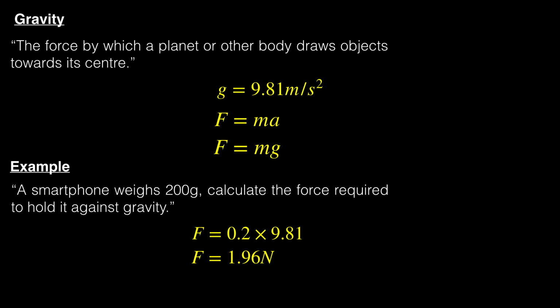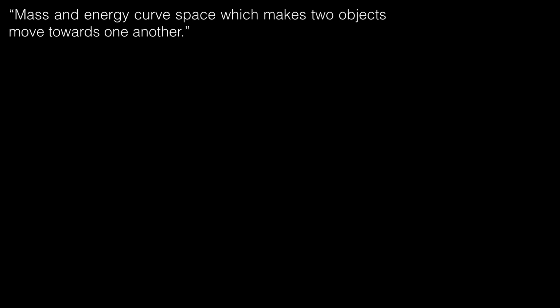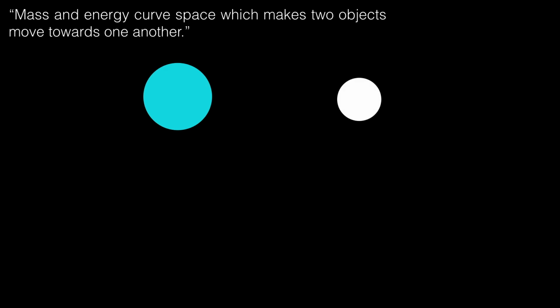But taking a deeper look into gravity, we discover that mass and energy curve space, which makes two objects move towards one another. This is where we expand upon the second law of motion, and Newton's universal law of gravitation comes into play. Take the Earth and its moon as an example. Let's call the Earth mass 1 and the moon mass 2. Both have mass and energy, which we simply view as being the center of the objects, more commonly referred to as the center of gravity.